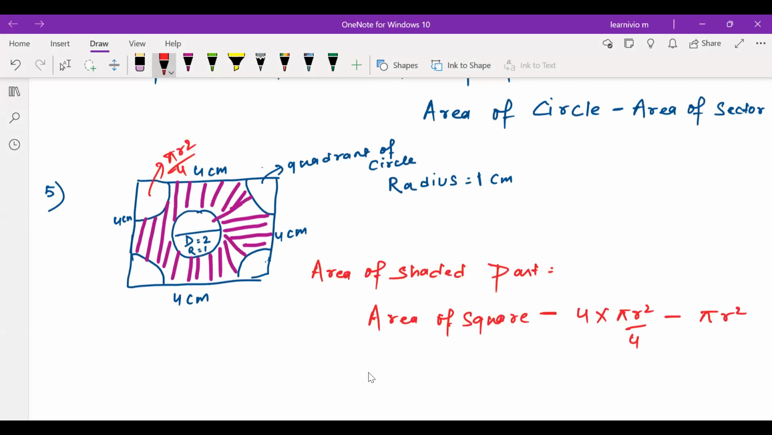Okay, so I was saying that the middle circle has the diameter 2 centimeters, so eventually the middle circle also has radius 1 centimeter only, right? And the area of the shaded part will be the total area of this square minus the four corners minus the middle one. By doing that, we will be left with the area of the shaded part, right? Yes, ma'am. So this is how we find the area of the shaded part over here. Okay, let's move to the next one.